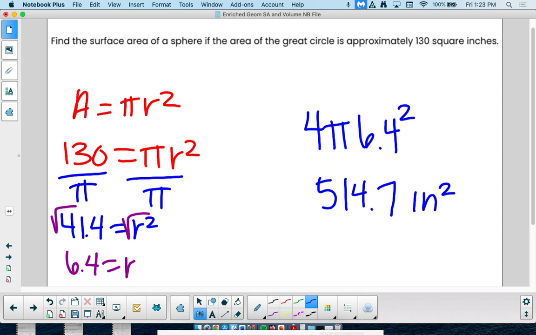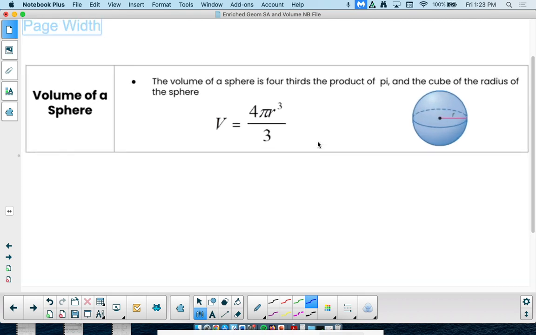Okay, last formula for today. Volume of a sphere, just be careful when you copy it down, okay? 4 pi radius cubed divided by 3. Oh, it's cubed this time. Yep, it's cubed because it's volume, right? So 4 pi r cubed divided by 3. So careful when you write that down.